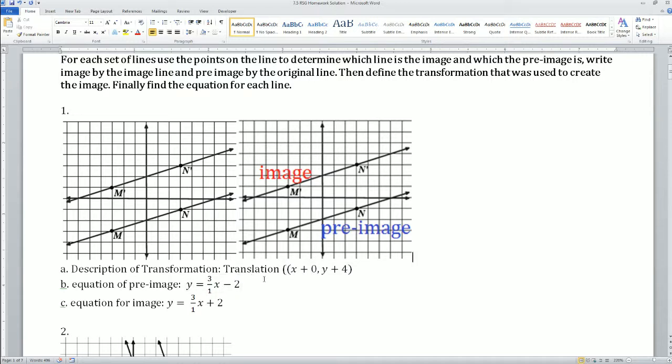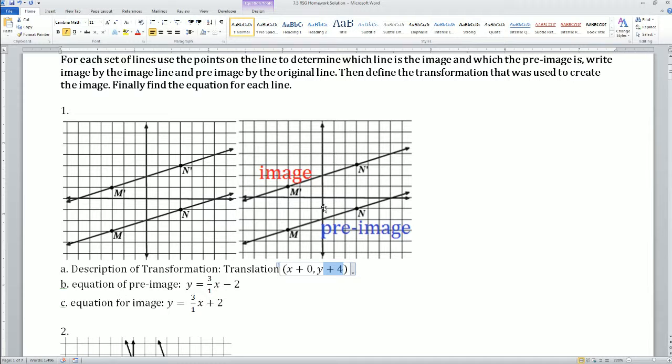Alright, describe the transformation from here. From the pre-image to the image, it went up 4 spots. That is why it's x plus 0, y plus 4. Nothing happens left and right. That's why it's plus 0. And it is plus 4 because it's going up vertically 4.